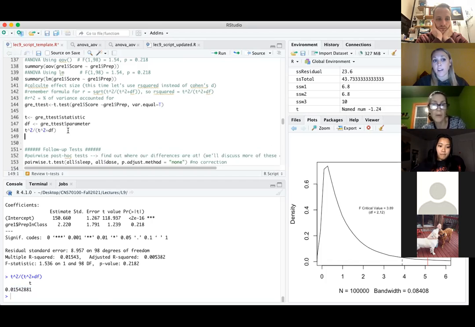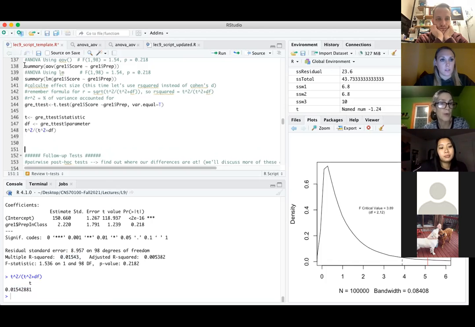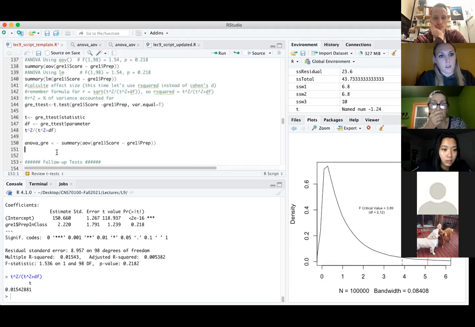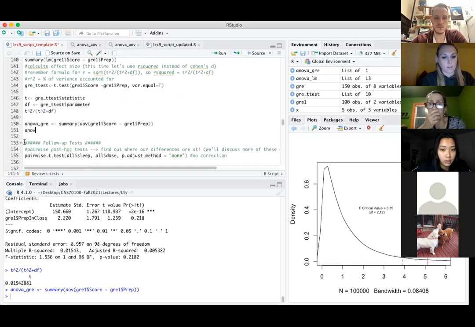So for an F test, you don't actually have to manually calculate this R squared value because it automatically spits it out. But if you needed to, you could always put your ANOVA model here. Let's call this AOV, or we'll call it ANOVA. Call it ANOVA GRE. How about that? Then if you have your ANOVA GRE here, we can.